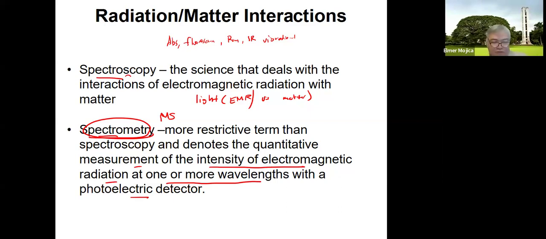Okay? So if you're going to look at this term spectrometry, so we could say it is somewhat like a spectroscopy, but okay, does mass spec involve EMR? Involved ba ang electromagnetic radiation sa mass spectrometry?